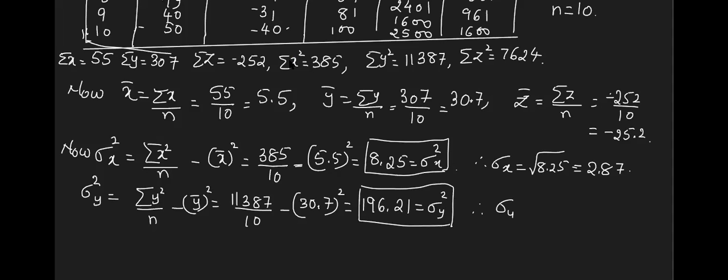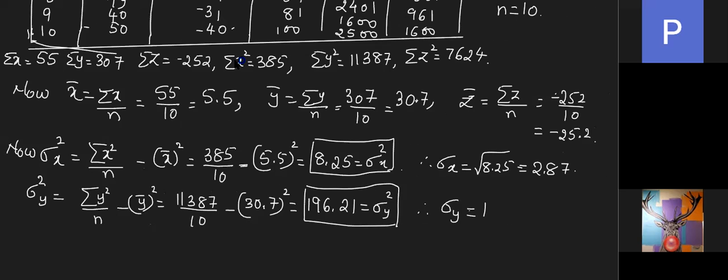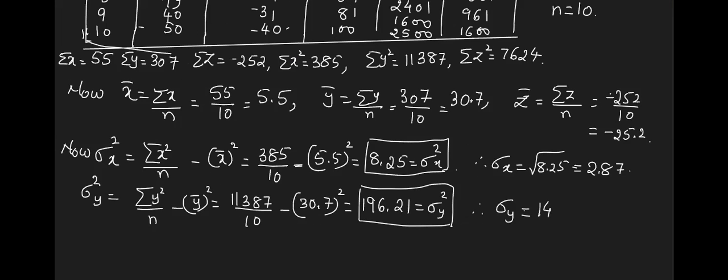So what is sigma y? 196 means somewhere like 14, right? Check. 14.007. Shall I write 14.01, or write 14.007?